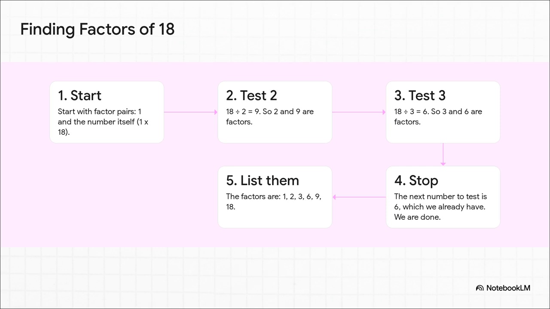So how do you find all the factors of a number without accidentally missing one? You've got to be systematic. Let's use 18. You always start with 1 and the number itself, so 1 times 18. Then you just work your way up. Does 2 go into 18? Yup. 2 times 9. How about 3? Yes, 3 times 6. Does 4 go in? Nope. 5? No. The next number to check would be 6, but hang on, we've already got that in our list. So that's how we know we're done. We found every single one.